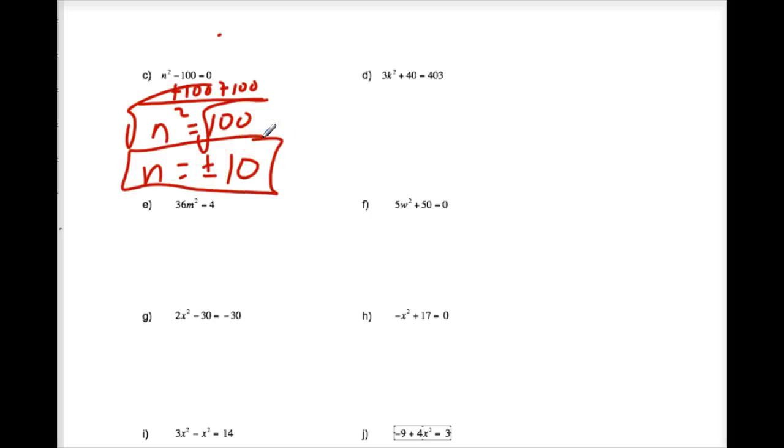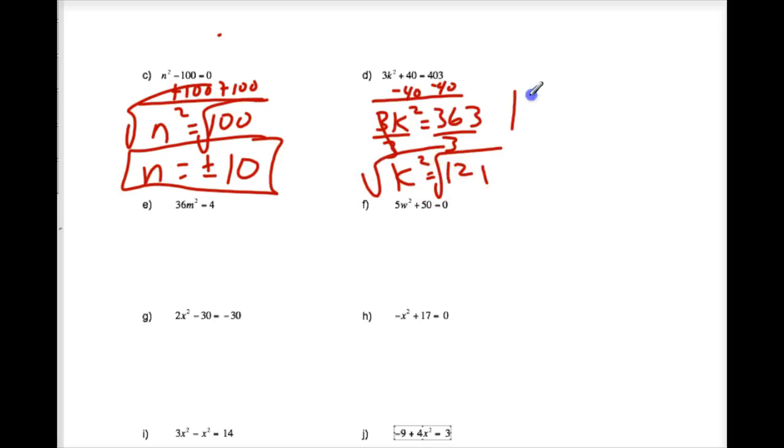The next one, you've got to subtract 40 and divide by 3 to isolate your k squared. You still got to get rid of your 3 over there. So, everybody do it. Calculators. 3k squared equals 363, I think. Type in 400 minus 40. It's 360. Yeah, divide by 3. k squared equals 120. Ooh, perfect square. How convenient. Square root both sides. k equals plus or minus 11.